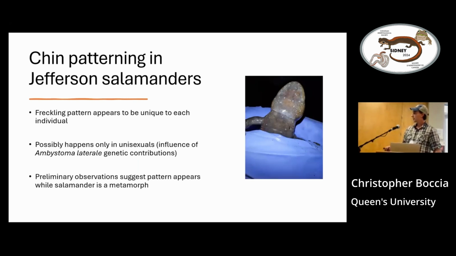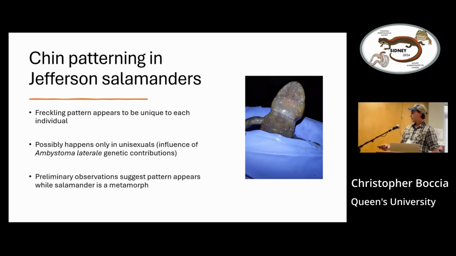There's some possibility that this is only in unisexual Jefferson salamanders. This population has a high proportion of unisexuals, and those are hybrids, so they have some blue-spotted salamander genetic contributions, and so that might be the cause of these spots below the heads.